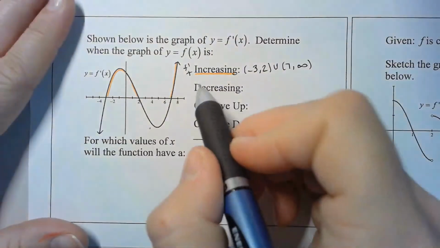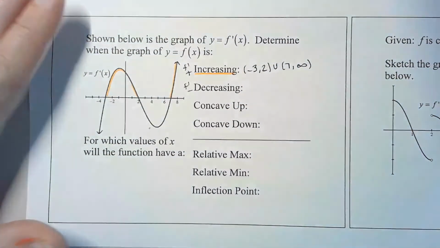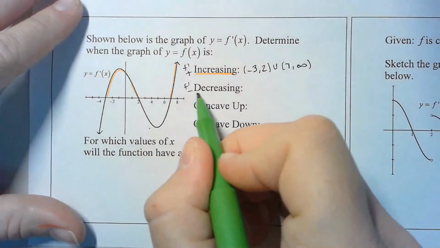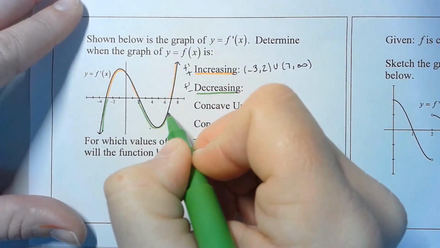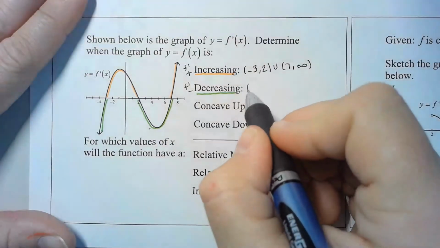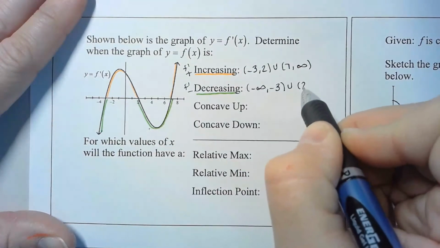Likewise, the original is decreasing when the first derivative is negative. So I'll use green for that. Here's my first derivative, and it is negative everywhere else. So from -infinity to -3, and again from 2 to 7.